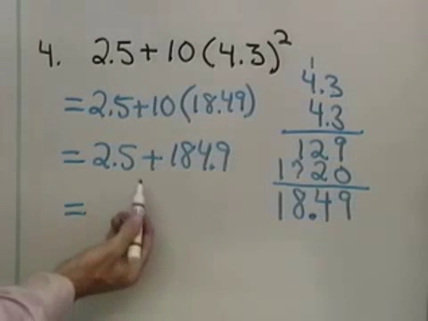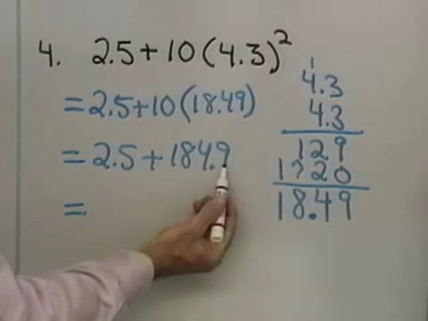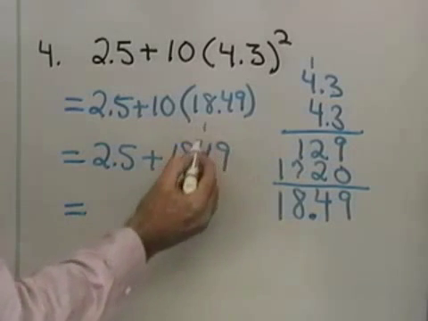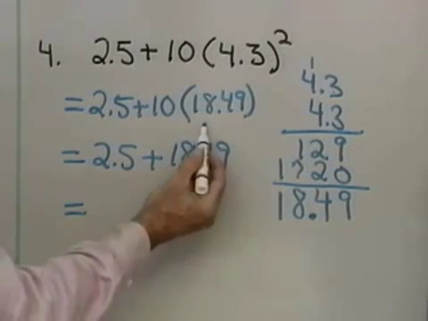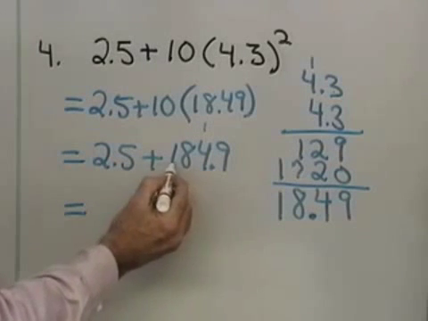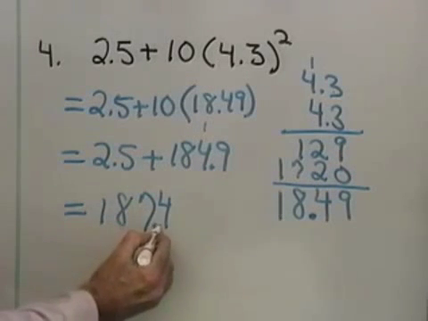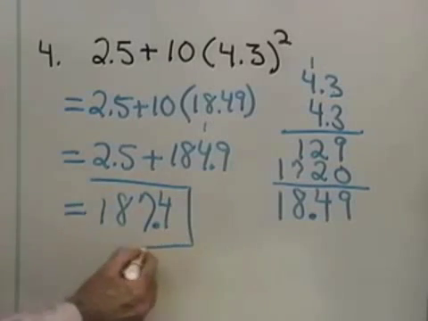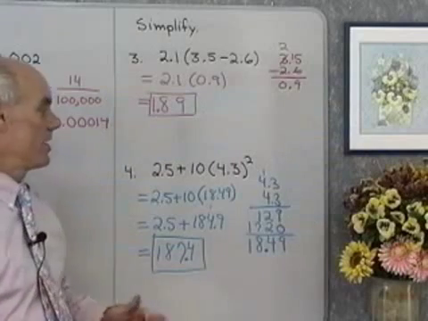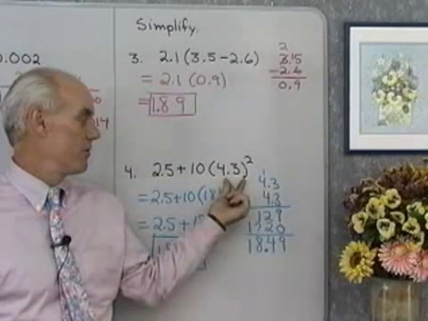I think I can do this just in my head. Let's see, 5 plus 9 is 14. I would carry the 1, 2, and 4 is 6, and 1 is 7. And then I'll have the 8 and the 1. And my decimal point will go right here. So 187.4, and what I did is I took care of this exponent first, 4.3 squared.